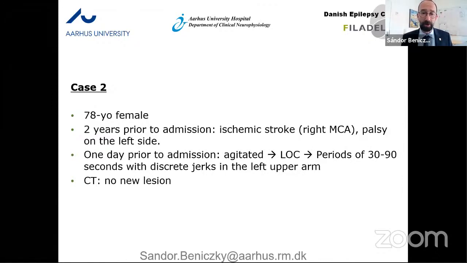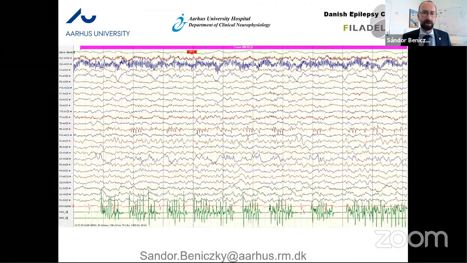One day prior to the admission, the patient became agitated, developed a loss of consciousness, and then they observed periods of 30 to 90 seconds with discrete jerks in the paretic left upper arm. The CT showed no new lesion. And then we did an EEG. Please observe these delta waves in C4 in the right central area.